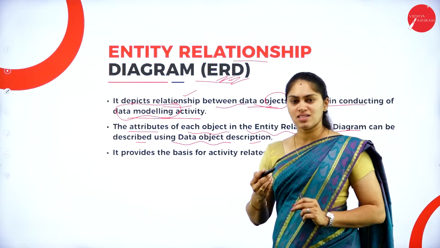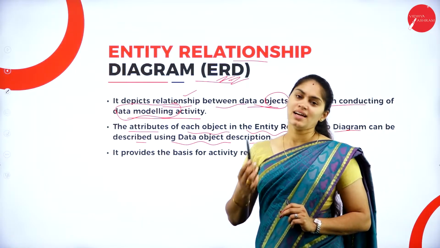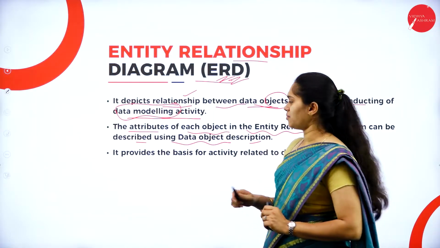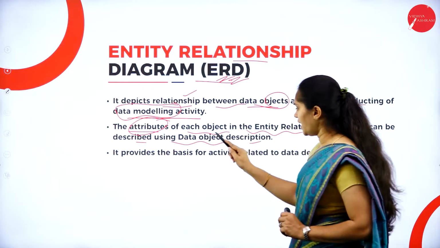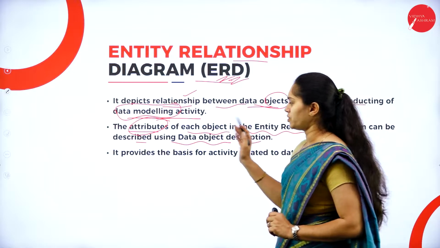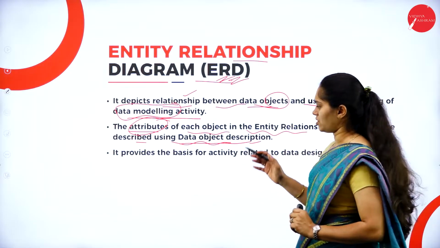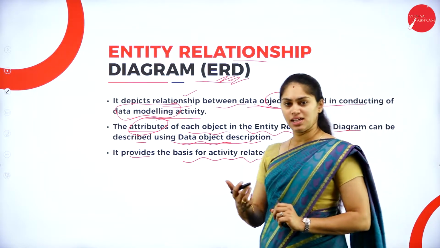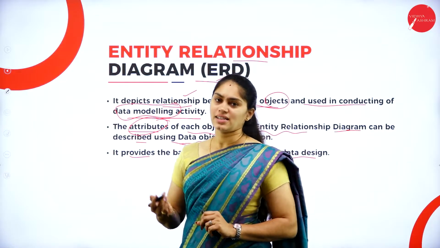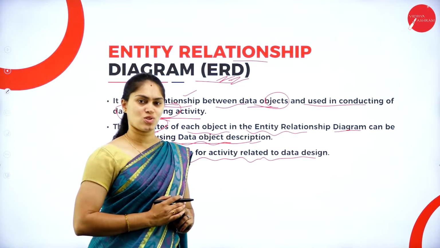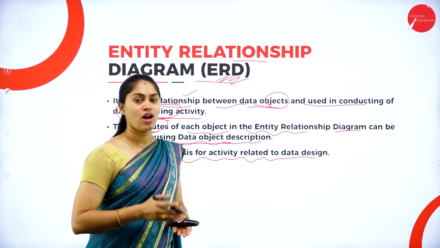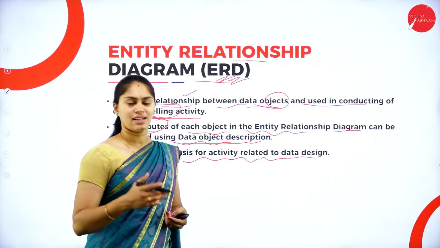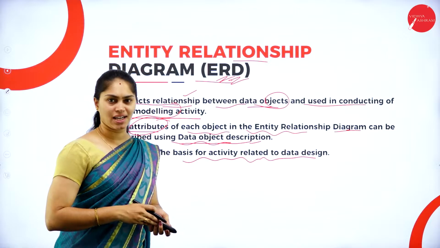As I told, if I consider this as an entity, it also comprises attributes, that is its characteristics or features. Then we can represent these attributes of each object in the ER diagram with the help of data object description. And mainly it provides the basis for activities related to data design. So how one entity is related to another entity, and what attributes it comprises, whether simple attribute, complex attribute, or multi-valued attribute. In order to represent all those attributes of a particular entity, we have to use this entity relationship diagram.